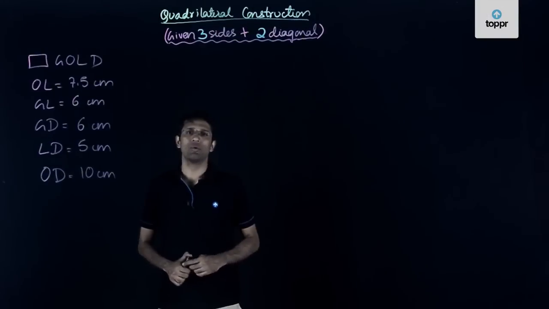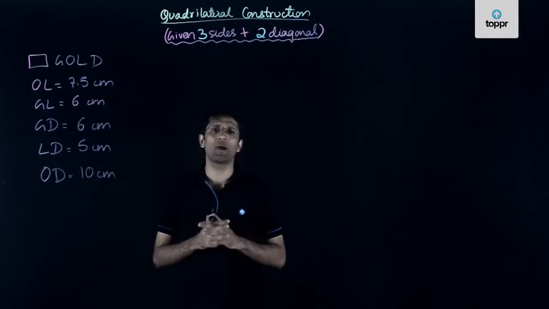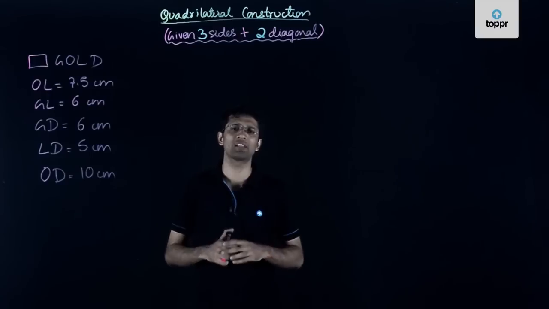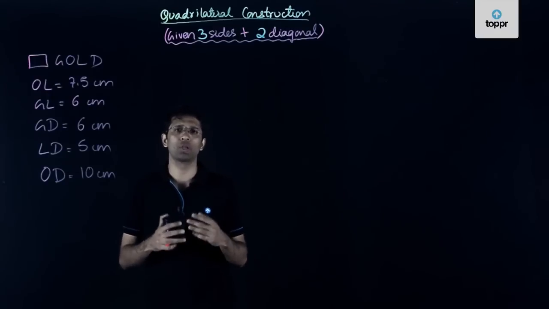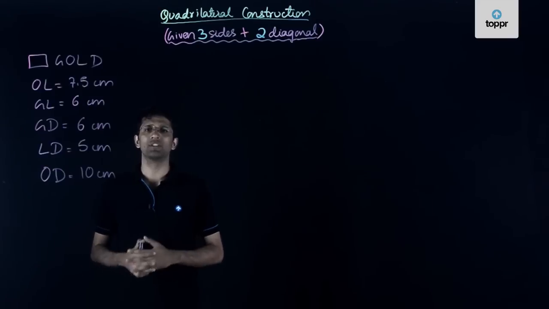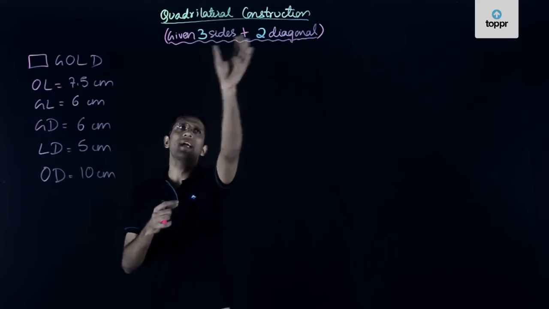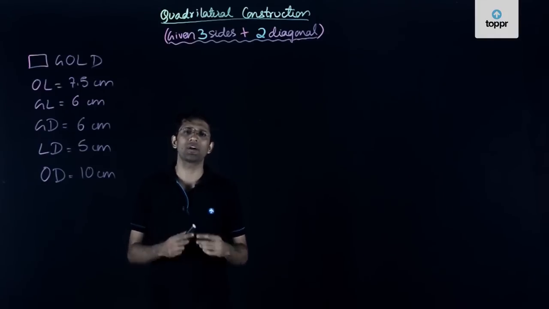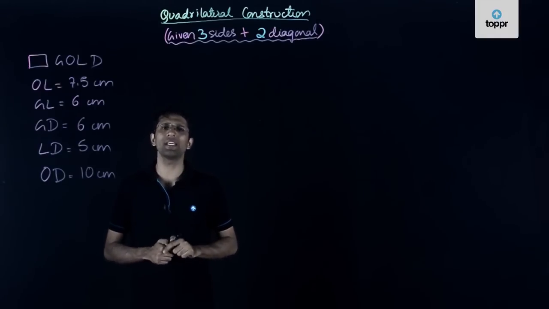So we have seen how to construct a quadrilateral when we are given four sides of the quadrilateral and the length of one diagonal as well. We can also draw a quadrilateral if some other pieces of information are given to us. So in this case, we have been given 3 sides and 2 diagonals, and we can still find the quadrilateral and construct it uniquely. So let us see how it's done.